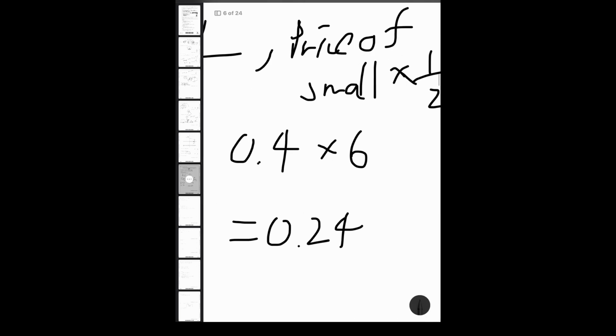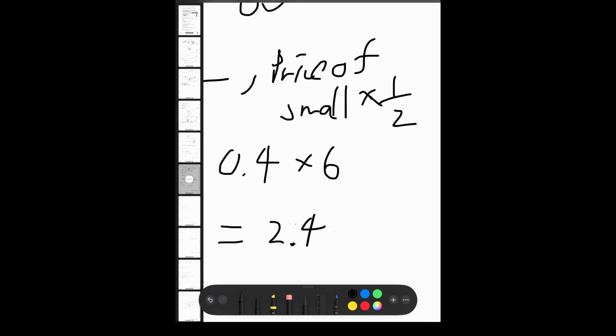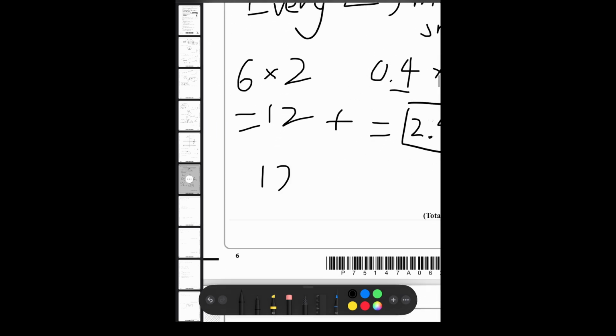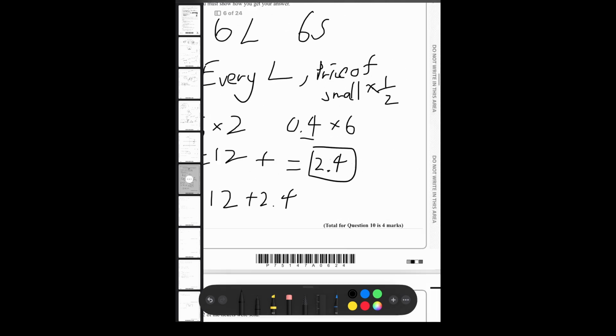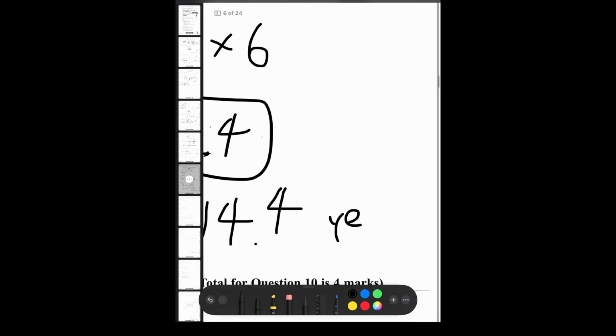Sorry, even I made a mistake. Don't slap the 0 back on, right? But 0.4 times 6, that's 2.4, because 4 times 6 is 24. Put the decimal point back on, 2.4. Forgive me. So you add them. 12 plus 2.4 is 14.4. So yes, he has enough because he's got 15 quid.